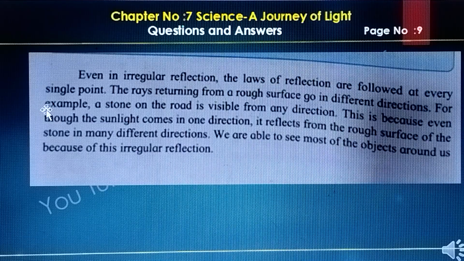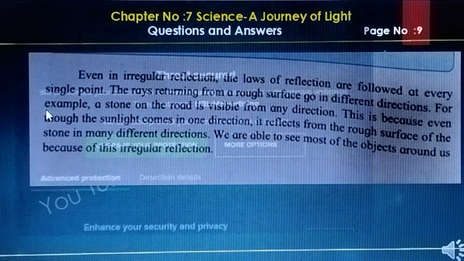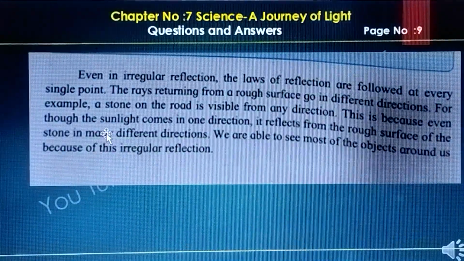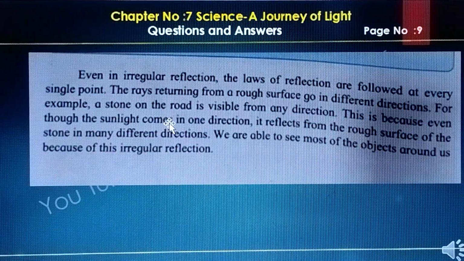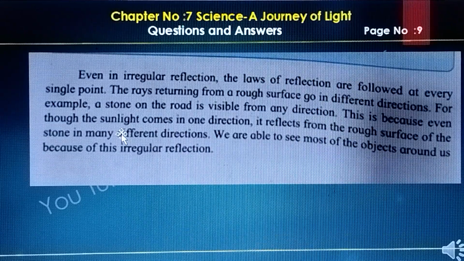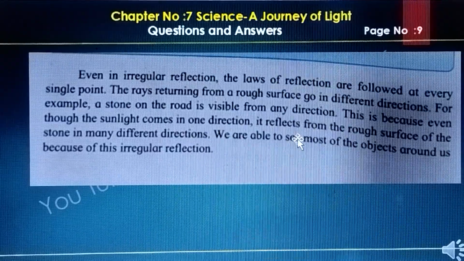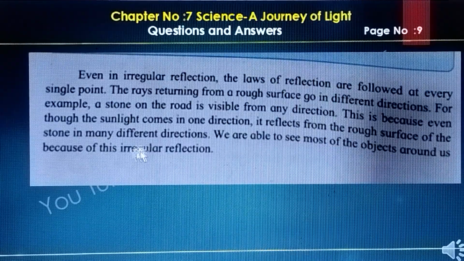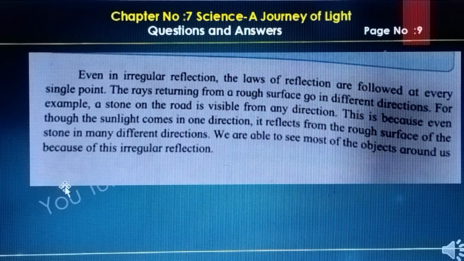Even in irregular reflections, the law of reflection is followed. At every single point, the rays returning from a rough surface go in different directions. For example, a stone on the road is visible from any direction. This is because even though the sunlight comes in one direction, it reflects from the rough surface of the stones in many different directions. We are able to see most of the objects around us because of these irregular reflections.